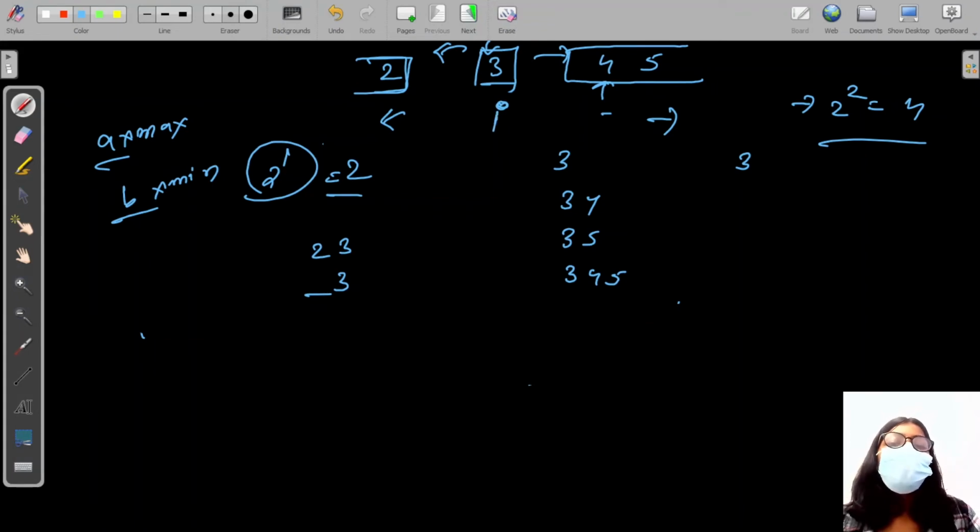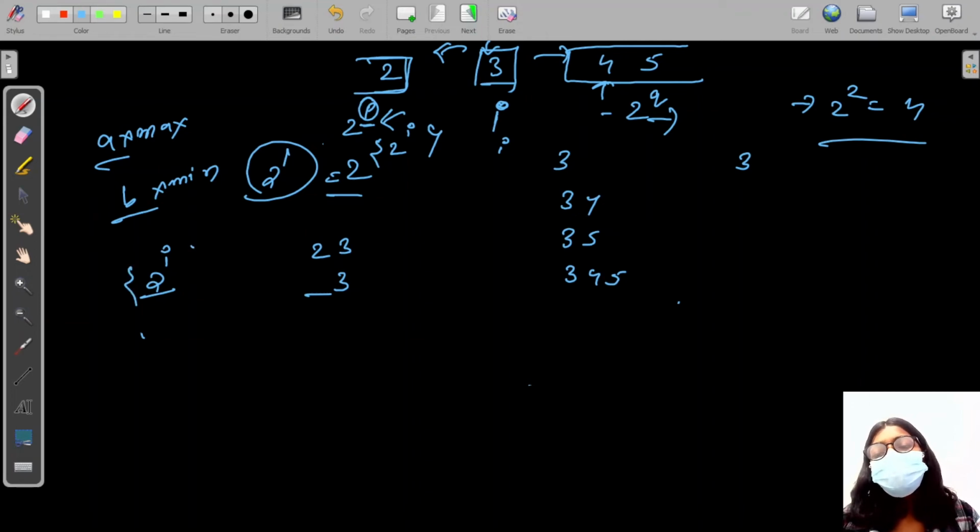If I'm at, let's say, here, there will be 2 raised to the power p subsequences, and here there will be 2 raised to the power q subsequences. How am I able to find my p? If I'm at index I in an array, it means I have I elements before me. So here my p is equal to I. So there will be 2 raised to the power I subsequences that have 3 as the maximum.